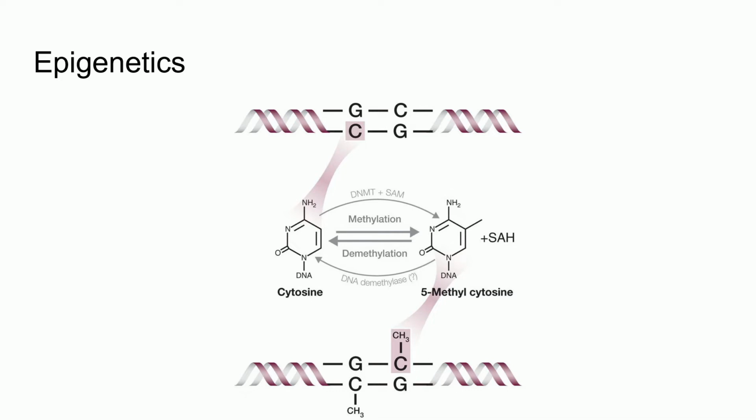Of course, there needs to be a way for the cell to remove this methyl group when it needs to, and for that, there are enzymes called TET, which stand for ten-eleven translocation methylcytosine dioxygenases. TET1, 2, and 3 are responsible for demethylating DNA in a multi-step process.